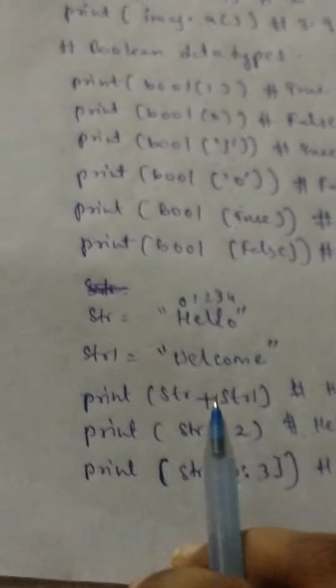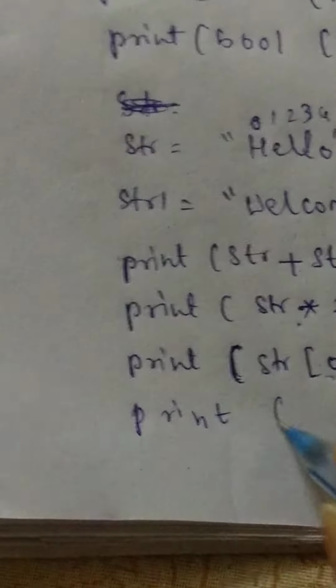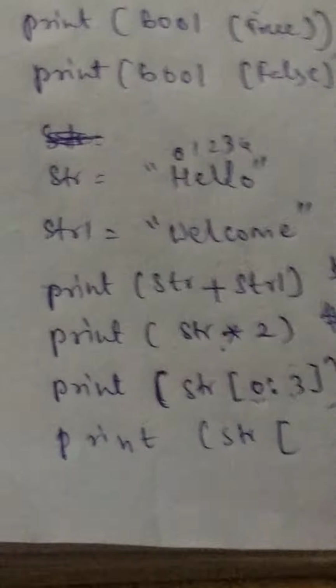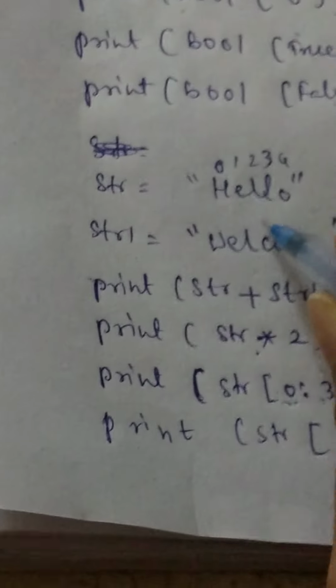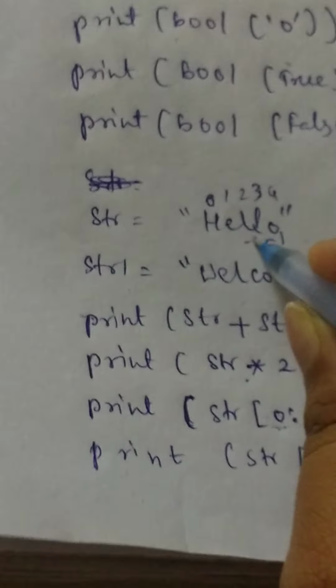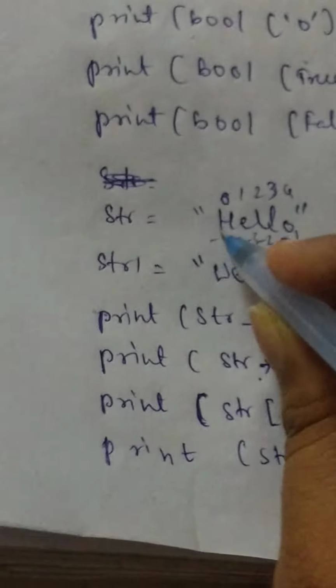We can also access a string by using negative index values. Now let us see. If we give print of str[-1:-3], the output will be, this is -1, this is -2, -3, -4 and -5. The output will be O L L. This is how to access a string by using negative index values.